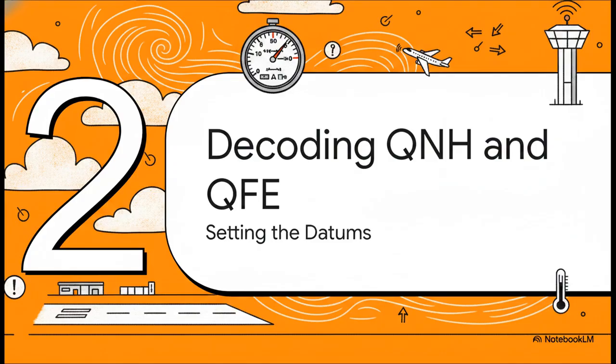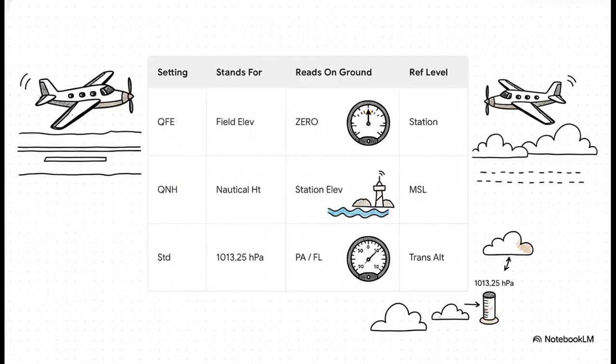Moving on to Section 2, decoding QNH and QFE. Let's look at how we actually set those datums. So aviation solves this calibration problem using what is basically an alphabet soup of pressure settings. Let's decode it. First up, QFE. When you dial this in, it references local station pressure. It essentially ties you to the literal dirt. If you're sitting on the runway and dial in QFE, your altimeter reads precisely 0.